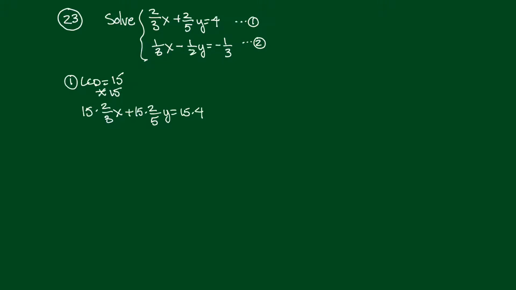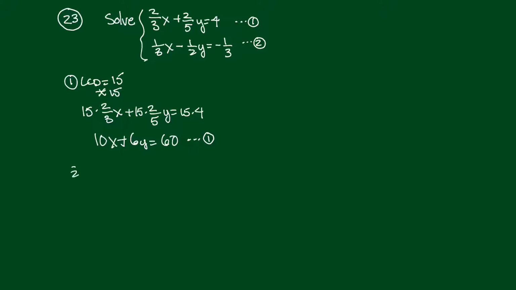Now over here, what happens? 3 will go into 15 5 times. 5 times 2 is 10. So we'll get 10x plus, and then here, in the second term here, 5 will go into 15 3 times. 3 times 2, 6. So we'll get 6y equals 15 times 4, that's a 60. Okay, so there's our new equation 1. I'm still going to call it equation 1 because it's pretty much the same as 1.